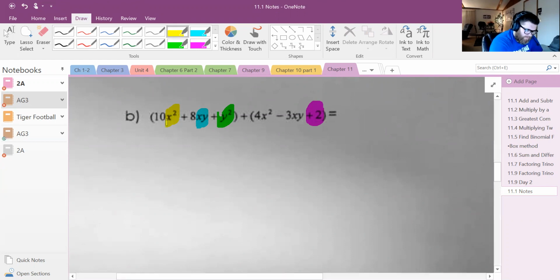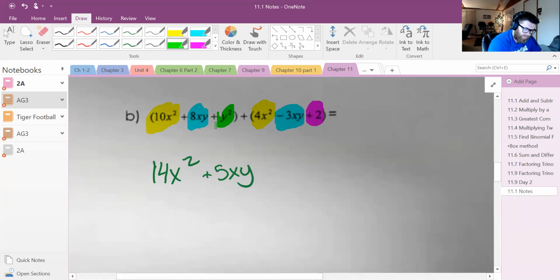Okay, so I have 10x squared. Do I have another x squared? I do. I have a 4x squared. So you add 10 and the 4 together, we get 14x squared. Okay, next is going to be my blue, my xy's. Do I have another xy? I do. I have a minus 3. So you take 8 minus 3, you get positive 5xy.